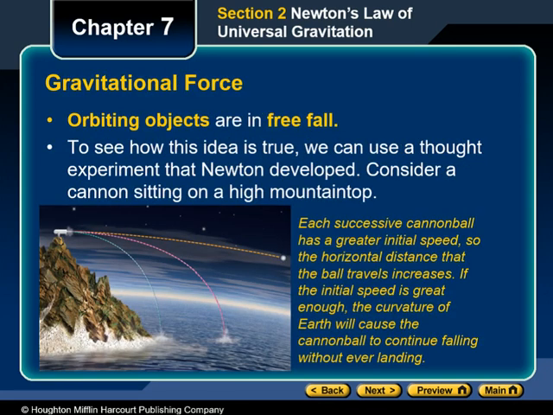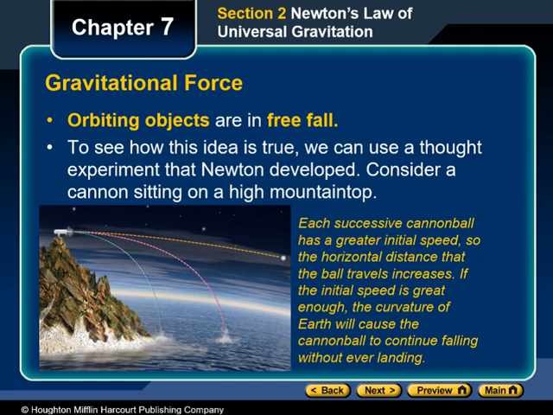Chapter 7, Section 2, Newton's law of universal gravitation. Gravitational force. Earth and many of the other planets in our solar system travel in nearly circular orbits around the Sun. Thus, a centripetal force must keep them in orbit. One of Isaac Newton's great achievements was to realize that the centripetal force that holds the planets in orbit is the very same force that pulls an apple toward the ground.